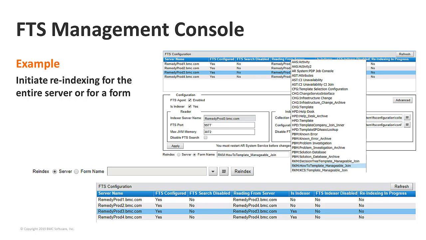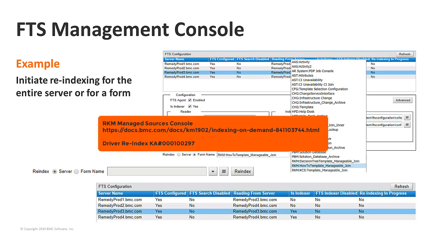So from the options here, you would select form. You would scroll down and find your specific form name that you wanted to reindex. Once it was highlighted, click reindex, and the reindexing of just that form would begin. If you wanted to reindex for your indexing servers, you would highlight the server in question, opt for the reindex by server, and then start the reindex. Additionally, you can reindex from the RKM Managed Knowledge Sources console if you wanted to, or you could also reindex using driver. Those are just other options that are out there if you wish to do those.